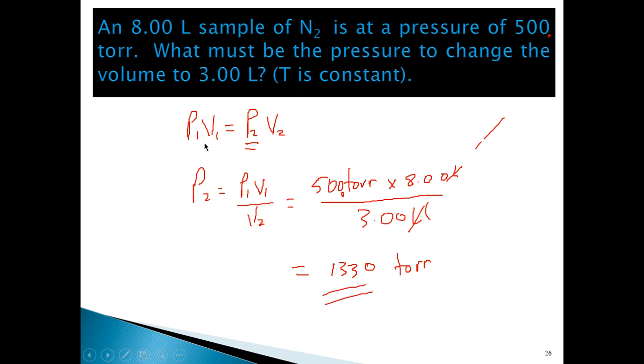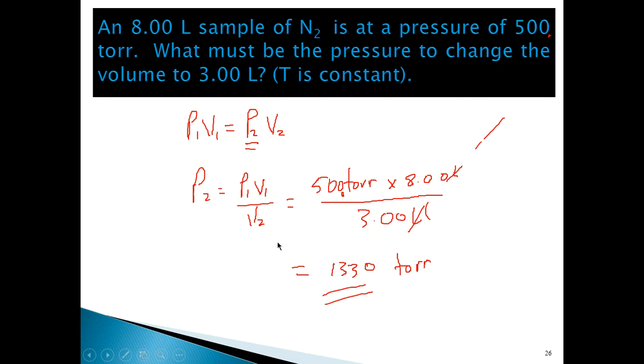Whenever you're using this law right here, it does not matter what the pressure units are for P1 and P2, and it does not matter what the volume units are for V1 and V2. What is important, however, is that the units of P1 and P2 are the same, and the units of V1 and V2 are the same. All right? So in this particular problem, the units of V1 and V2 are the same, which is liters.